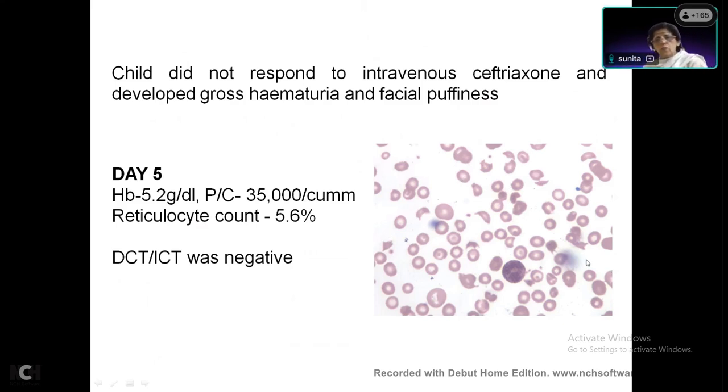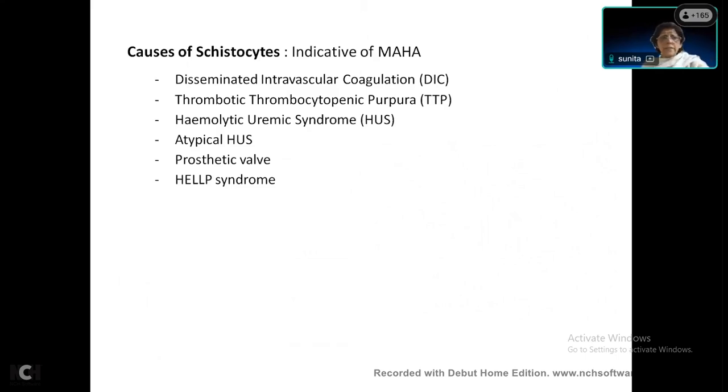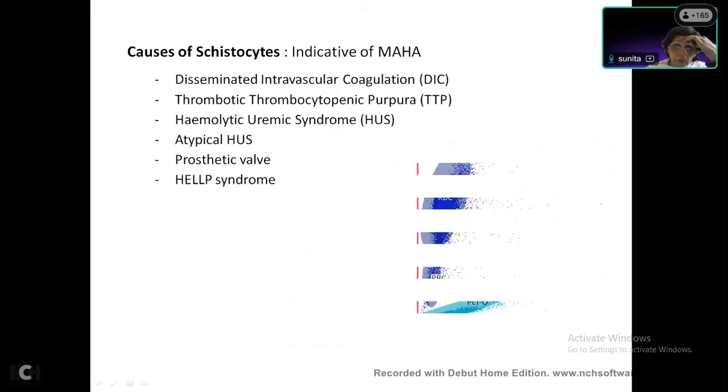So when you see schistocytes, plus there is renal involvement, you should think of HUS or TTP or DIC. These are the causes of schistocytes, indicative of microangiopathic hemolytic anemia. Now a word about schistocytes.